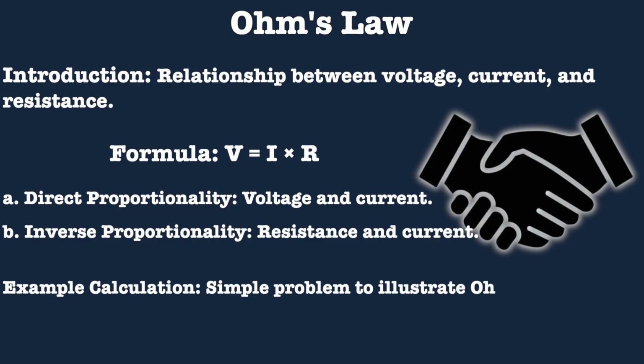Now let us apply Ohm's law with an example. Suppose we have a circuit with a resistor of 10 ohms. If we apply a voltage of 12 volts across the resistor, Ohm's law tells us that the current flowing through the resistor can be calculated as I = V / R, where V is 12 volts and resistance is 10 ohms. So 12 divided by 10 comes to 1.2 amperes.